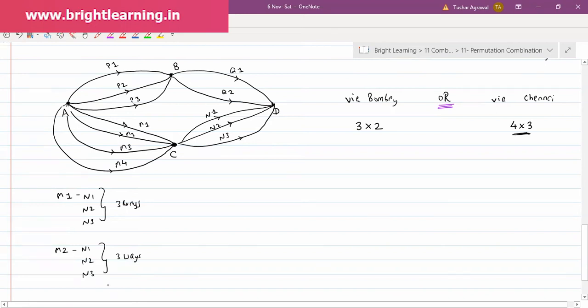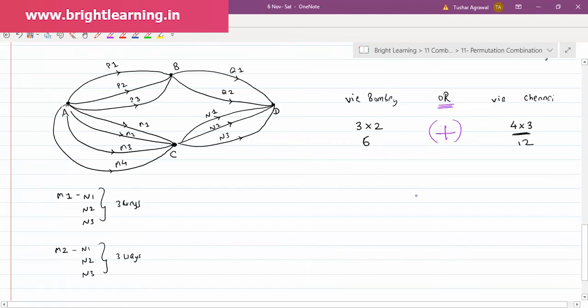Then M3 3 ways and M4 3 ways. So for one M there are 3 ways. So total 4 M's, so 4 multiplied by 3. Okay, and in between I will be doing addition. So this is 6, this is 12, and in between I will be doing a big addition.